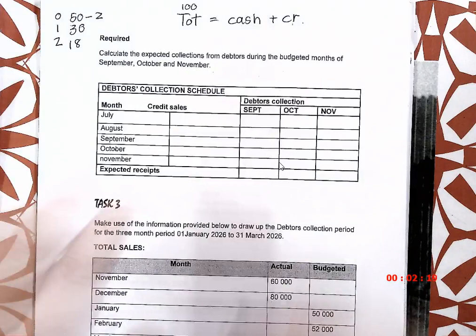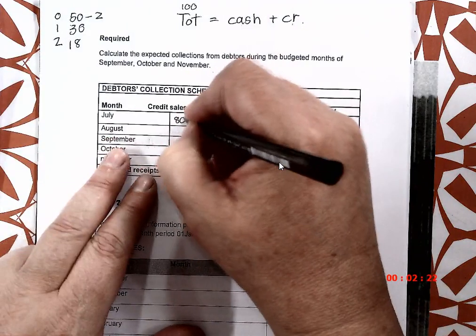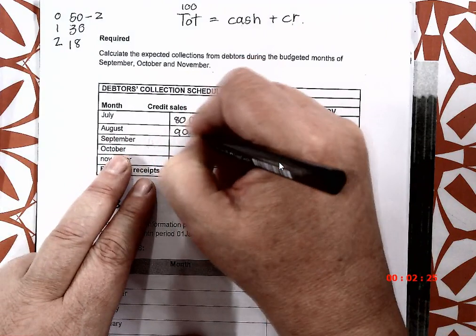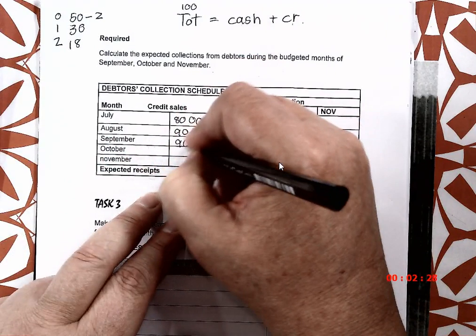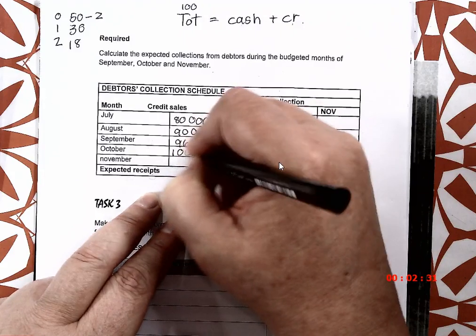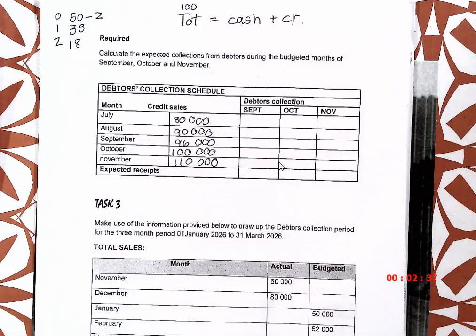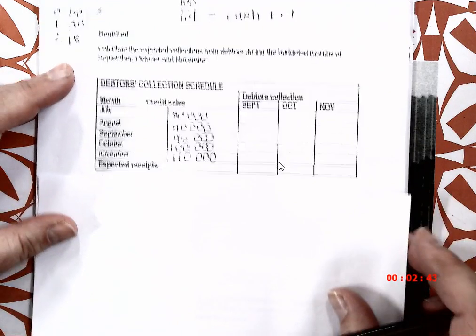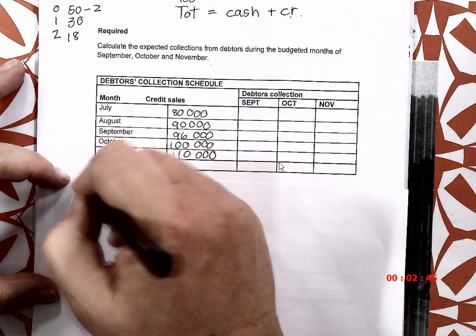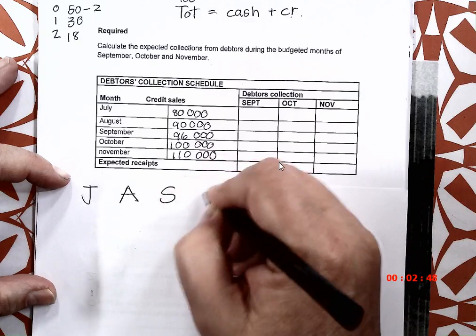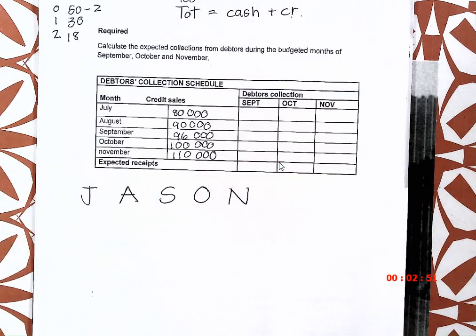So if I put it in straight, I see July is 80, 90, 96, 100, 110. And now I start. So what I do usually is I say to myself, write down the months you have. So I have July, August, September, October, November. I've got Jason. Did you know that those 5 months make Jason? Okay, so here we go.